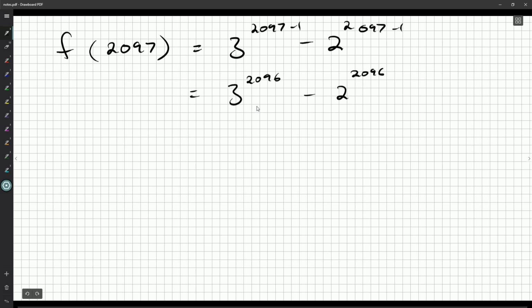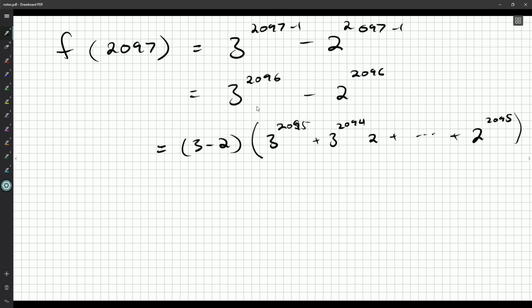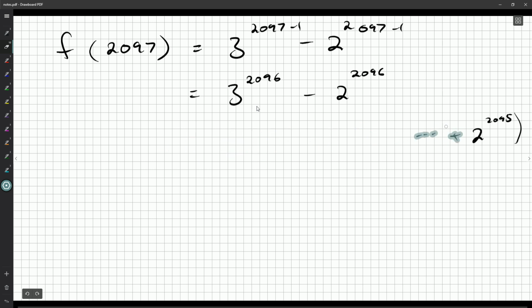Well, one thing we can do, could rewrite this as 3 minus 2, 3 to the 2095, plus 3 to the 2094 times 2 plus... There are ways to factor this. I'm just not sure I like any of them. And I mean, that's kind of meaningless as well because this is a 1, but... there are other ways to factor it.